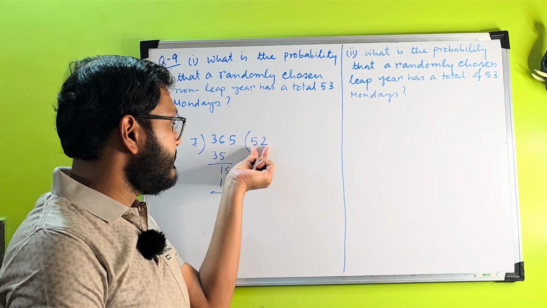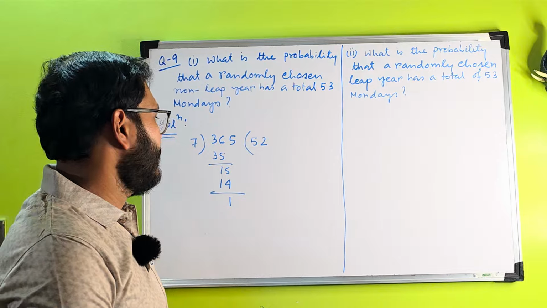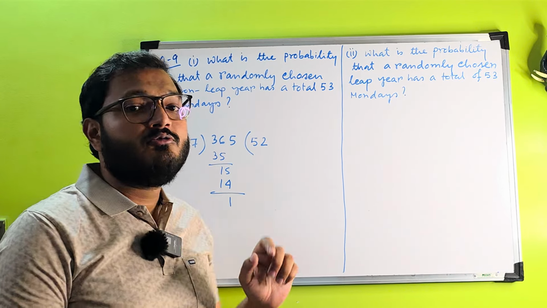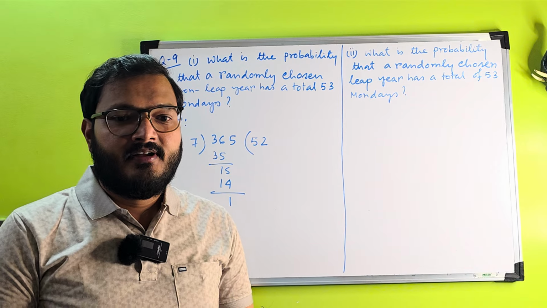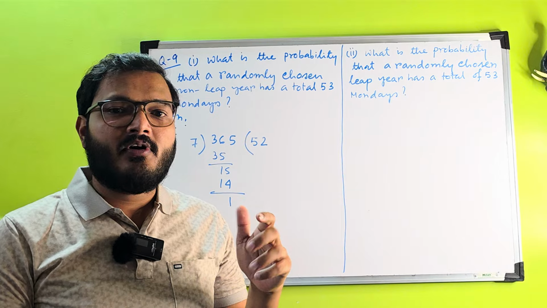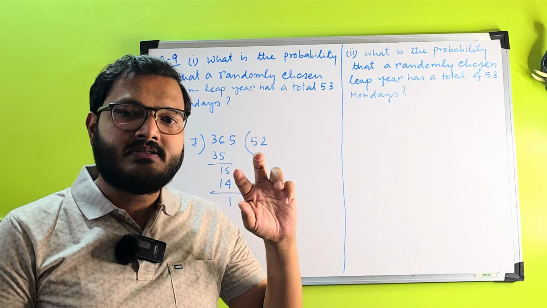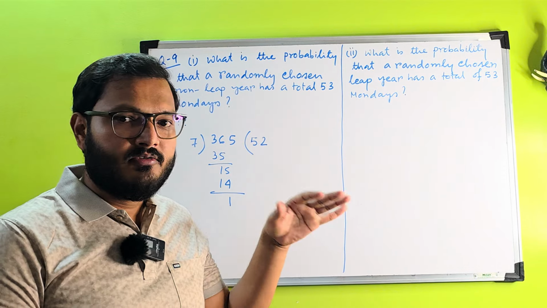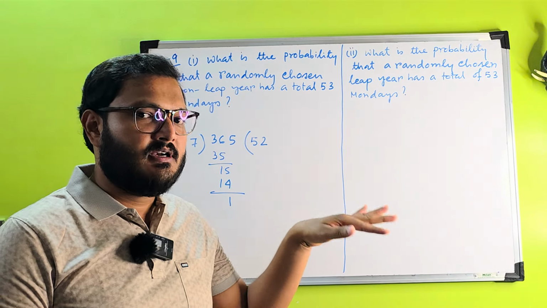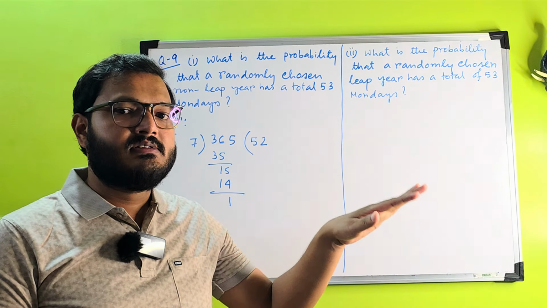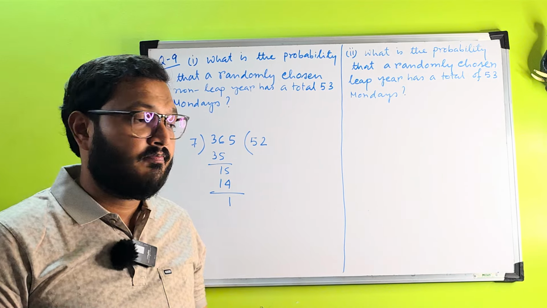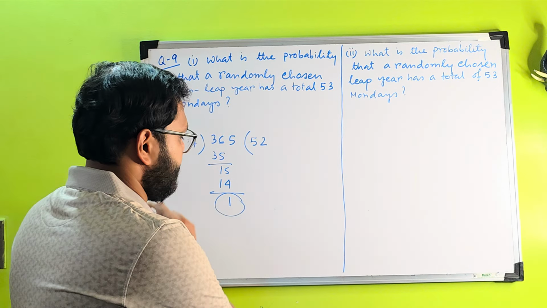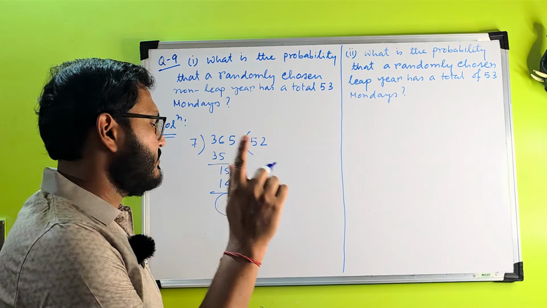What is the quotient here? 52. So that means 52 weeks are there. 52 weeks consist of how many Mondays, how many Sundays, how many Tuesdays? There will be 52 Mondays, 52 Sundays, 52 Tuesdays, Wednesdays, Thursdays, all 52. And what is the remainder? That is 1.